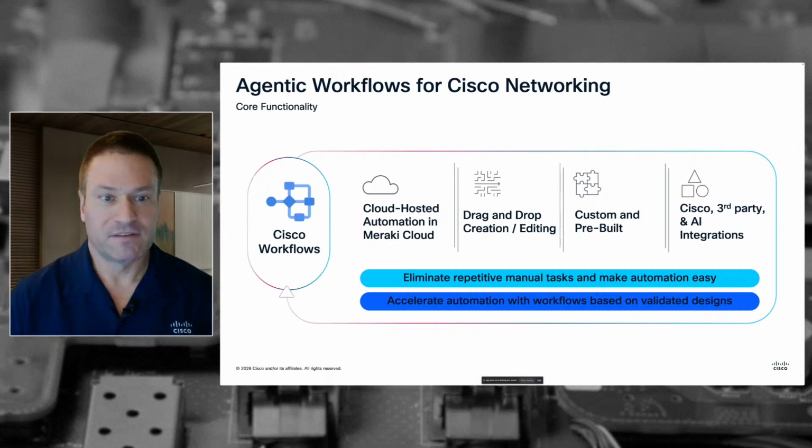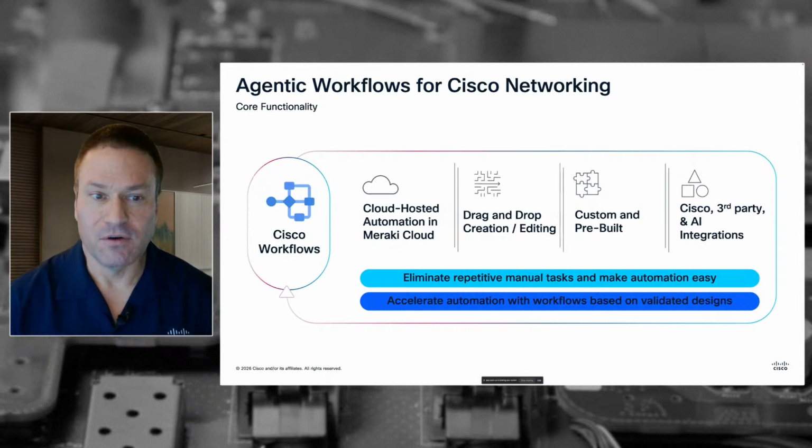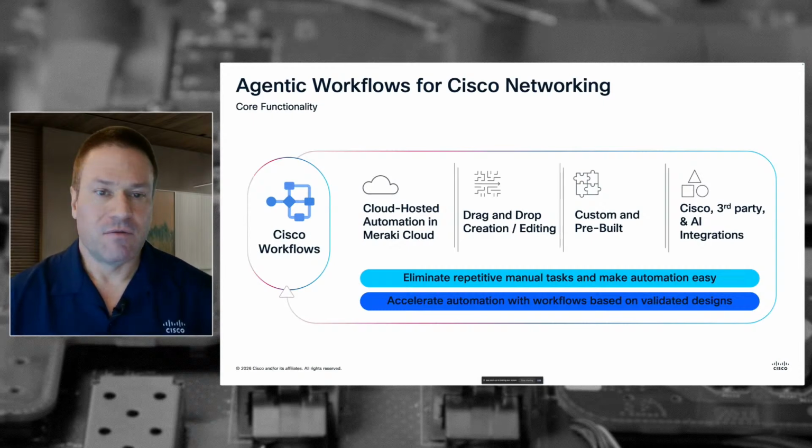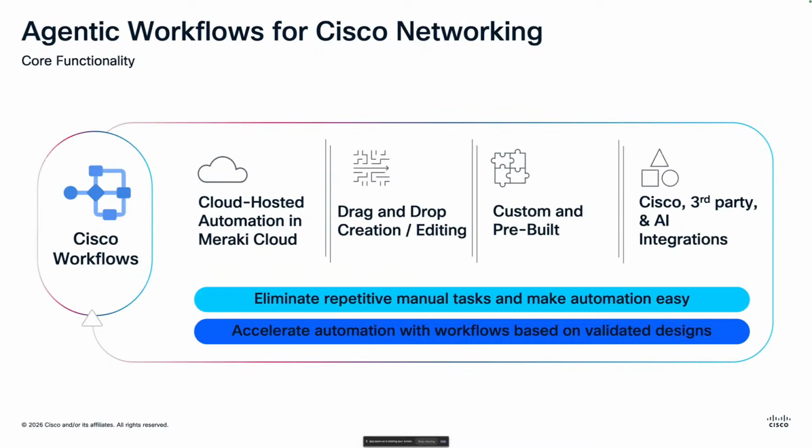So let me start off with a quick summary of what Cisco Workflows is. It's a cloud-hosted automation solution that's embedded into the Meraki dashboard. But just because we're hosted in Meraki doesn't mean that we're only for automating Meraki networks. You can, of course, automate Meraki, but you can also automate other Cisco domains, things like Catalyst Center, Catalyst SD-WAN, ICE, Umbrella, ThousandEyes. There's also integration with third-party tools as well, things like ServiceNow, Jira, Netbox, Infoblox, anything with a REST interface. So it's your one-stop shop for multi-domain network automation.